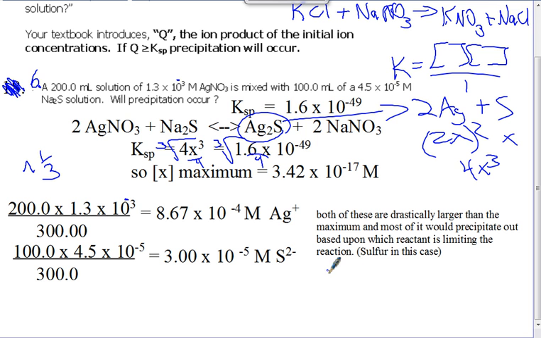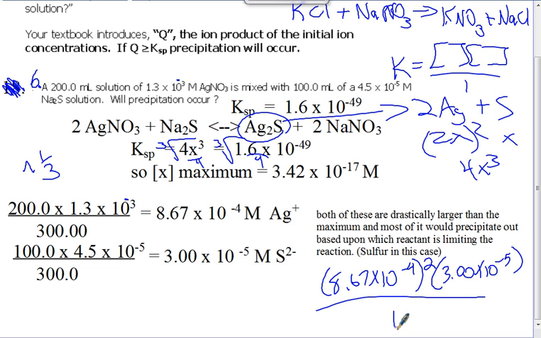But we could say 8.67, this is the molarity of the silver, squared times the sulfur, divided by 1. I'm calculating Q right now. I'm not calculating K. I'm trying to see where we are. If the answer to this is too big, I have too much stuff in the solution, and a lot of it's going to precipitate out. If the answer is smaller than K, I haven't reached equilibrium, and some of it's going to stay in. Let's do some math here.